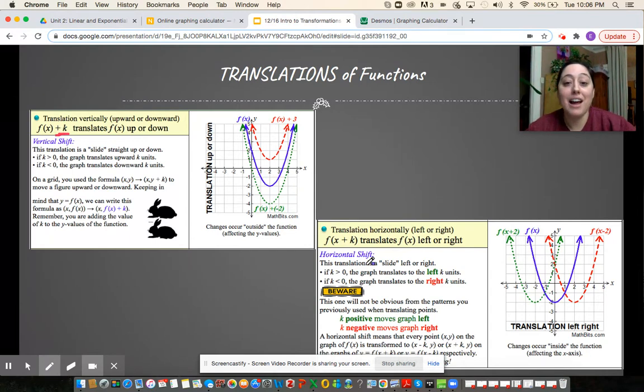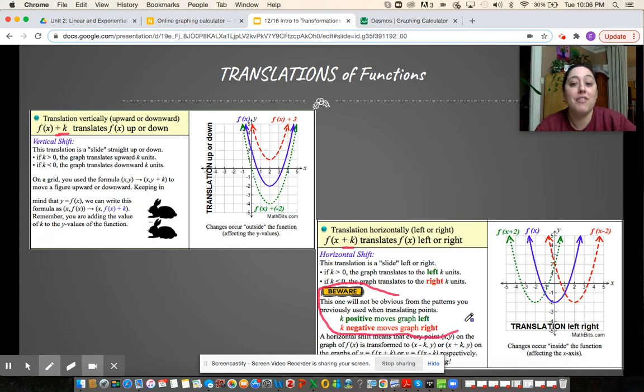Okay, if I have a number added or subtracted to the inside with the x, or whatever your input value is, that is going to move it to the left or to the right. Okay, and this is the tricky one. It moves it the opposite way of what you think.